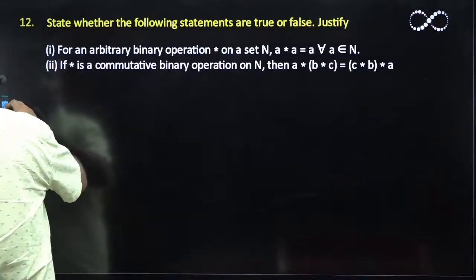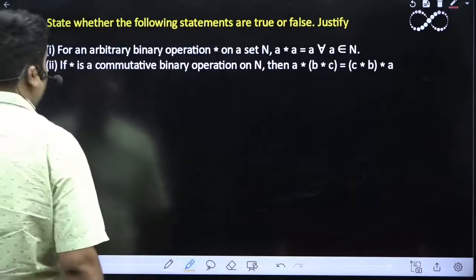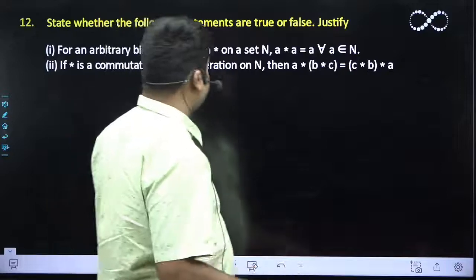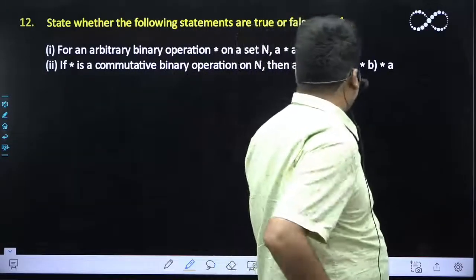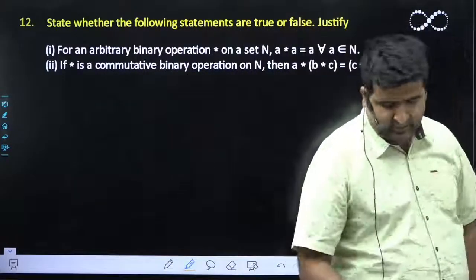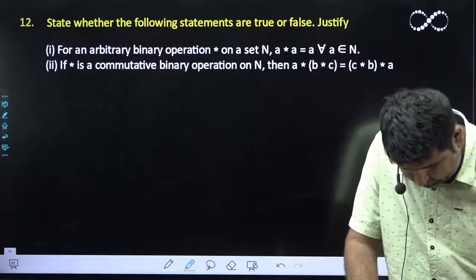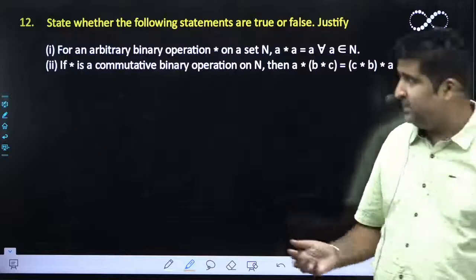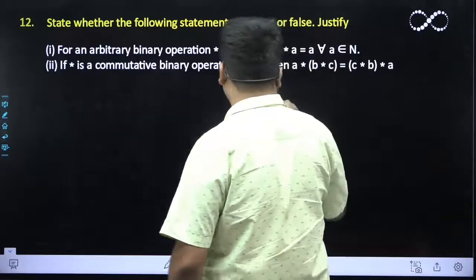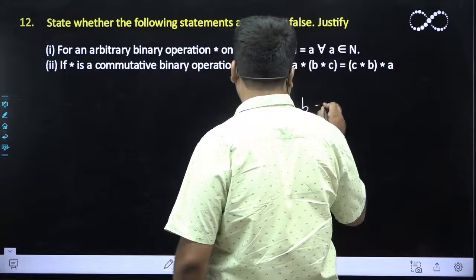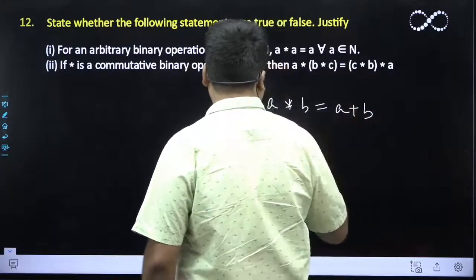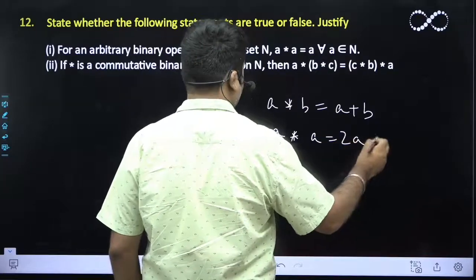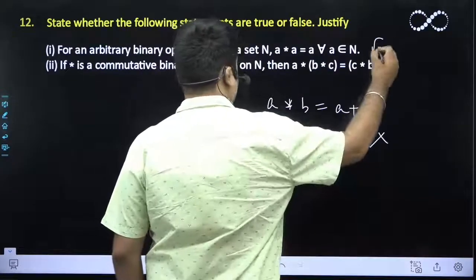State whether the following statements are true or false. For any arbitrary binary operation star on set N, A star A is equal to A for all A belongs to N. So we'll see a binary operation A star B is equal to A plus B. Now what is A star A? This will be equal to 2A, so this will not be true, false.